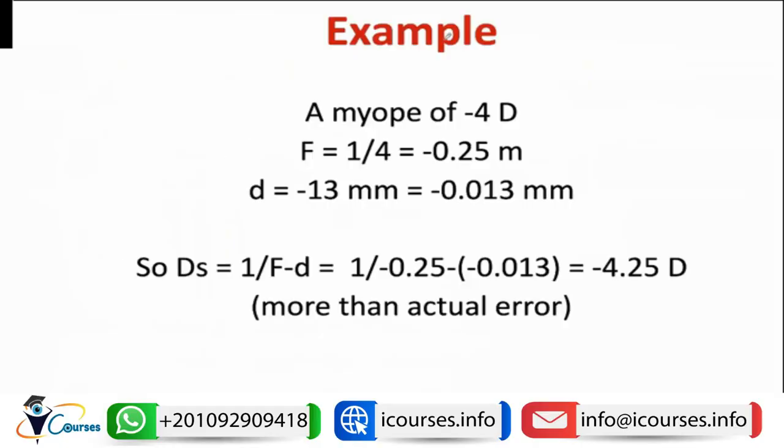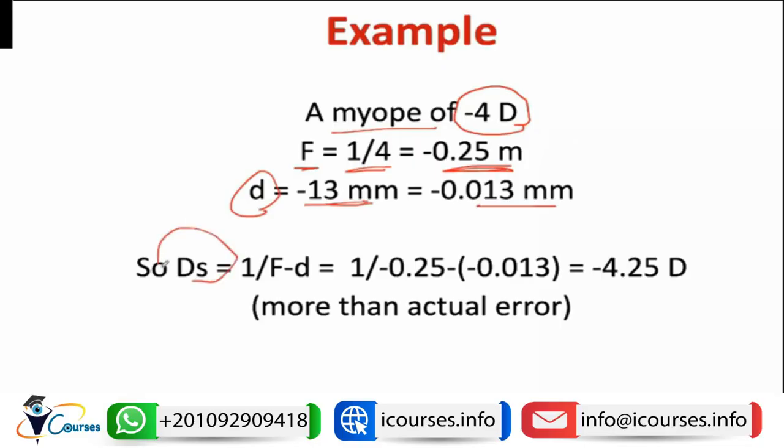So let's have an example. If a patient has myopia of minus 4 diopters, the power is 1 divided by f, so f equals minus 0.25 meters. So this will be the actual focal length of the lens when it is placed in the principal plane. And as we all know, we always use the metric form of the measurements, not the millimeter. So since we put it in the spectacle plane, we should take into consideration the back vertex distance, which is minus 13 millimeters, or minus 0.013 meters.